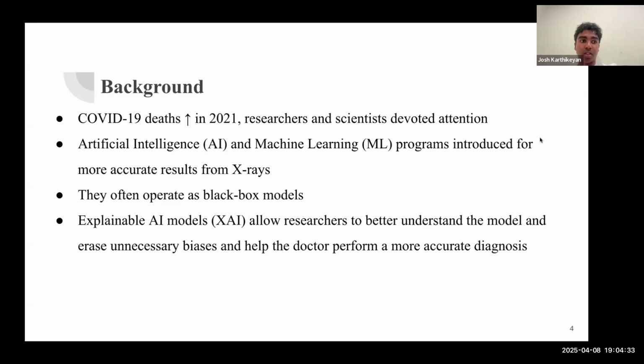So, let's start on our introduction. In 2021, COVID-19 deaths significantly increased, which led to researchers and scientists devoting attention to it. Artificial intelligence, AI, and machine learning programs are introduced for more accurate results compared to X-rays. They often operate as black box models, meaning that we don't actually understand how the algorithm works, so we can't really trust it. But to solve this issue, we can use explainable AI models, which allow the researchers to better understand the model, erase unnecessary biases, and help the doctor perform a more accurate diagnosis.